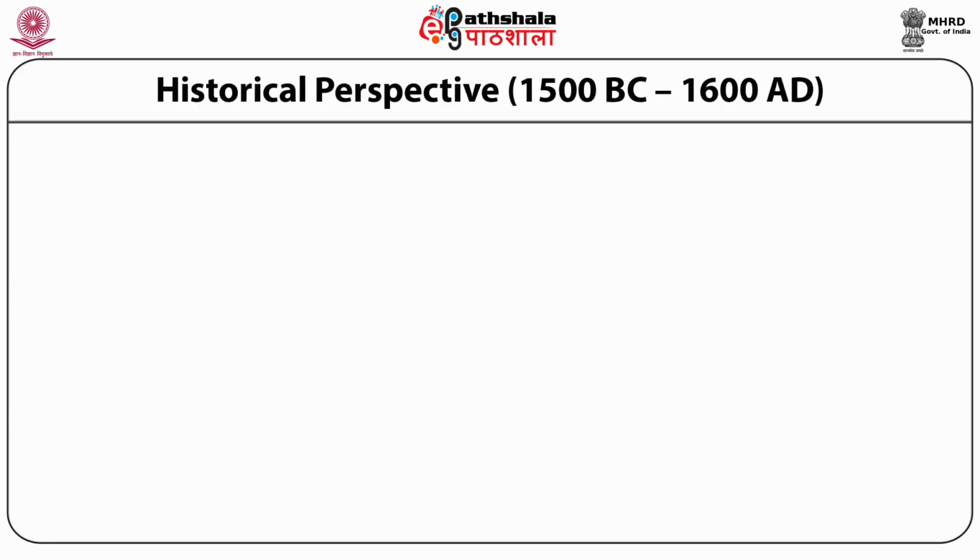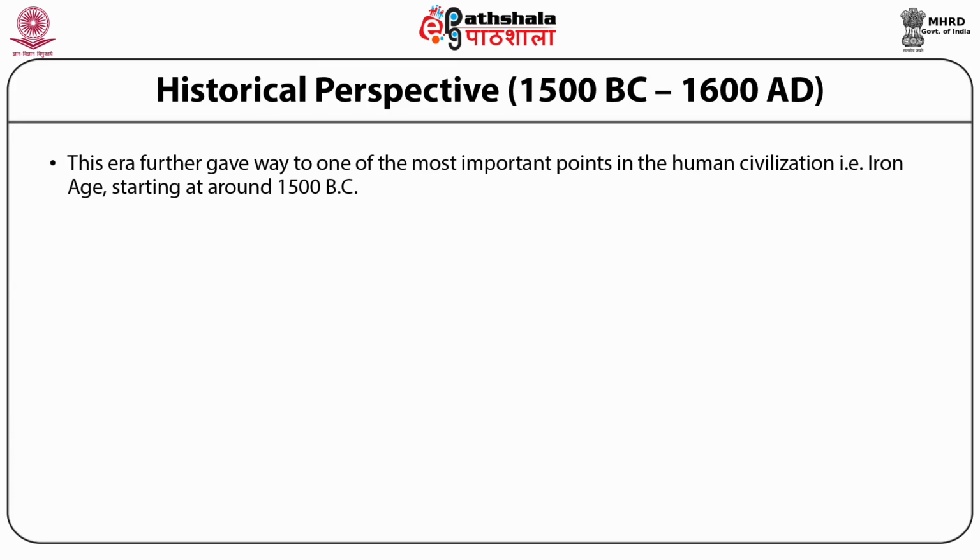Historical perspective from 1500 BC to 1600 AD. This era further gave way to one of the most important points in human civilization, that is, the Iron Age, starting at around 1500 BC. This era paved the way towards the development of the most important engineering material mankind has seen, called steel.